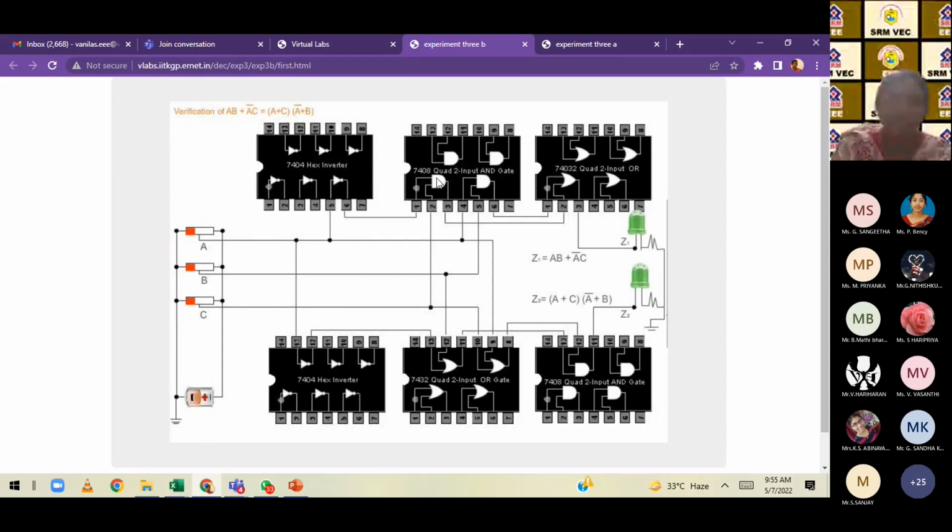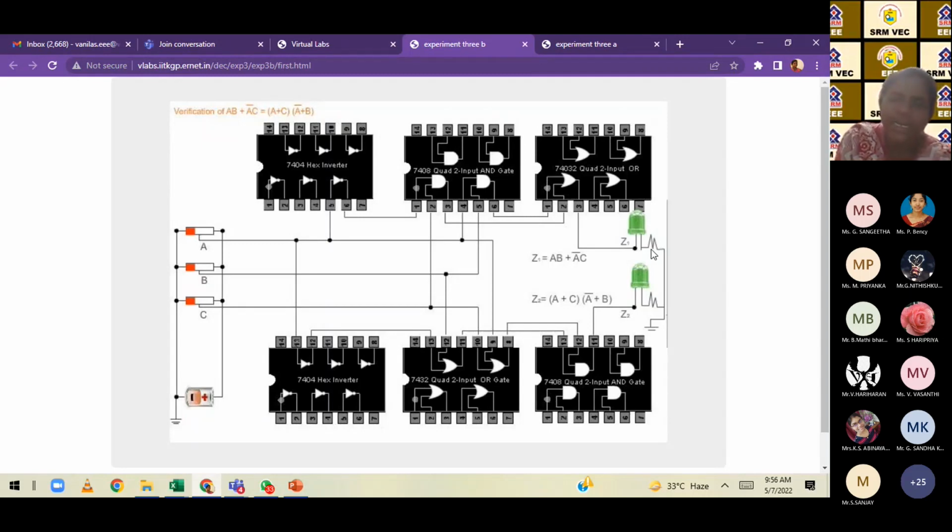So this AND gate will give you the answer for A bar C. The next AND gate must give you the value for AB. You can see for this AND gate, 4 and 5 are inputs and 6 is an output. For the 4, A is connected, and for the 5, B is connected, and 6 is the output. So the 6th pin is the output for AB and the 3rd pin is the output for A bar C. Then both of them are taken to the OR gate. This OR gate performs the operation and the output is taken. So this output is called Z1.